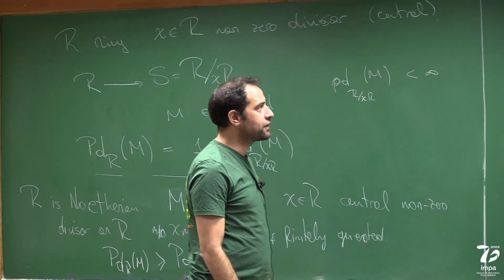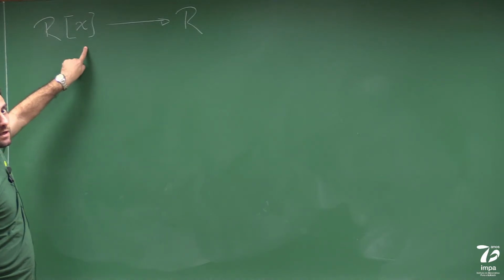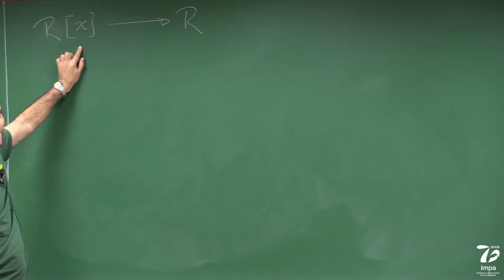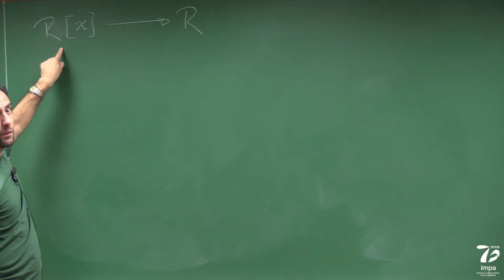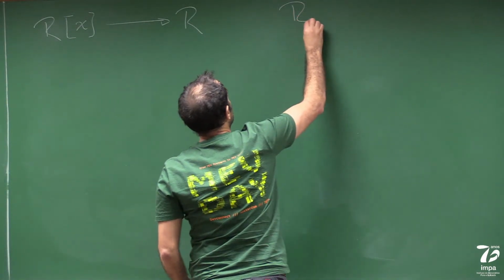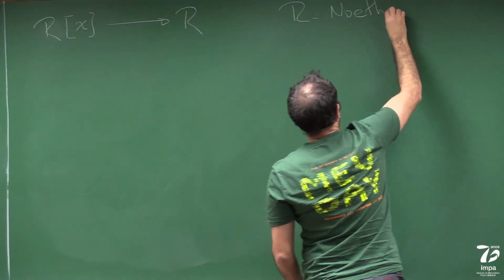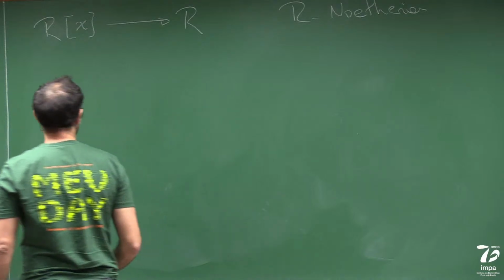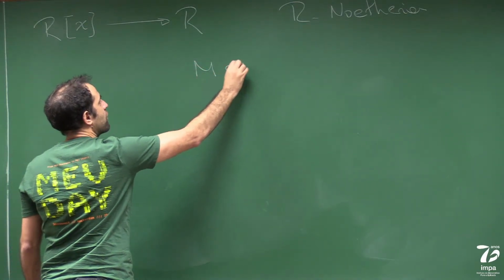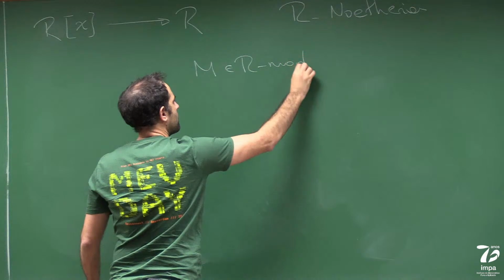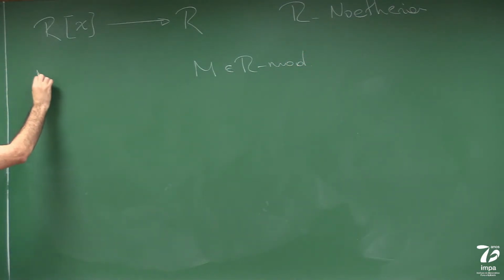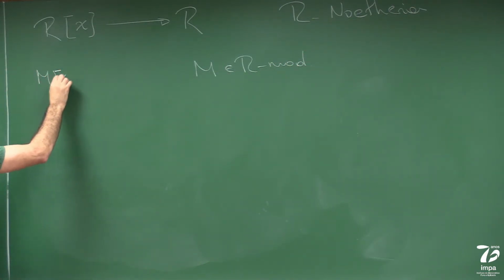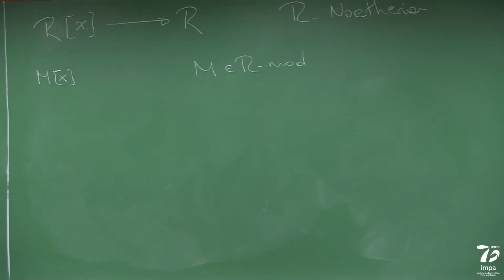Let's pick that R is Noetherian, so that this ring is also Noetherian. So X is a non-zero divisor, which is central in this ring, which is Noetherian. Okay? So here R is Noetherian, so that the polynomial ring is also Noetherian. Let's pick a module over R. And this gives us a module here, which is just polynomials in a variable X with coefficients in M. Okay. So this is an R[X] module.